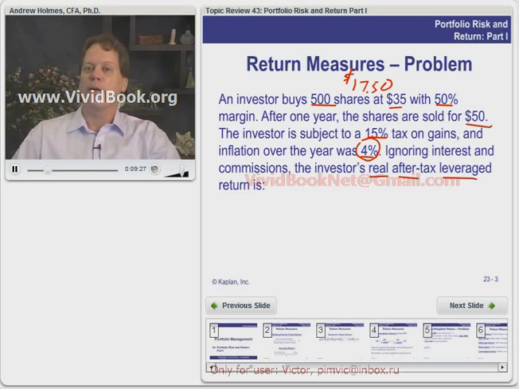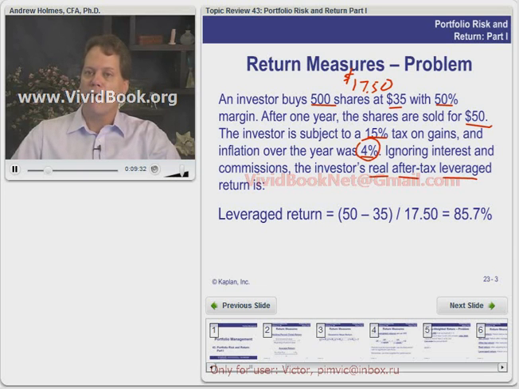Well, the fundamentals here, okay, our leverage, what we bought something for $35, sorry, that's going to be P0, that ended up being worth $50. So that's P1, so that's the capital gain on each share. But the P0 for our investment here in a levered return is not equal to 35. We only put up $17.50, right? So the levered return is equal to 85%.